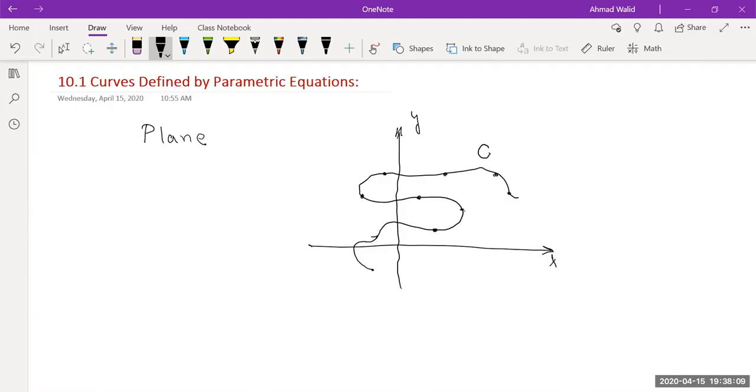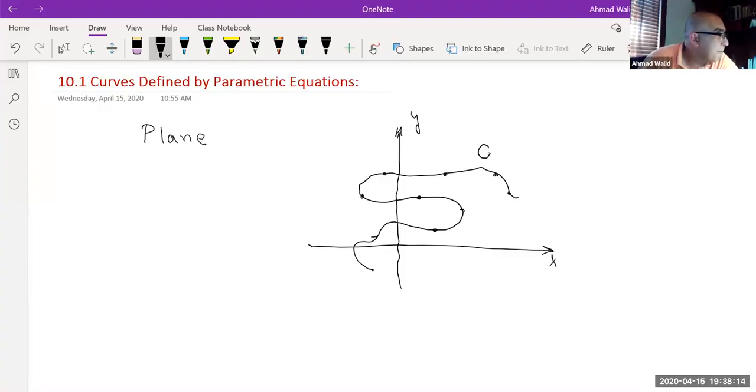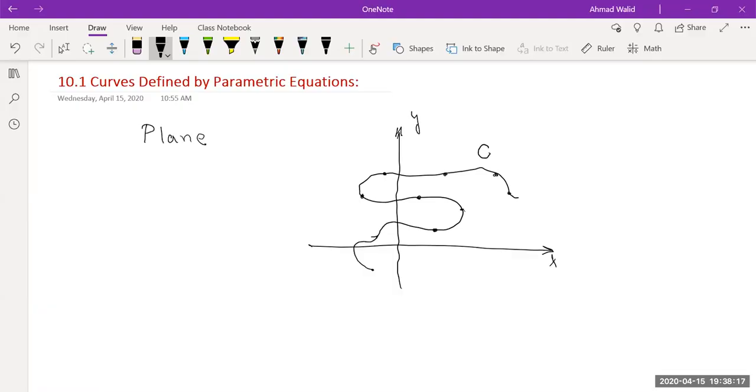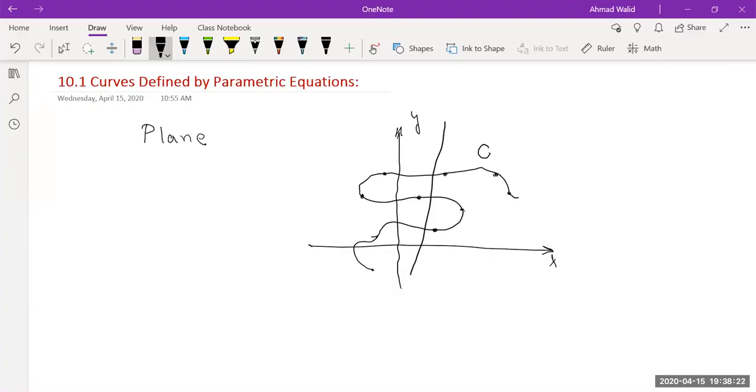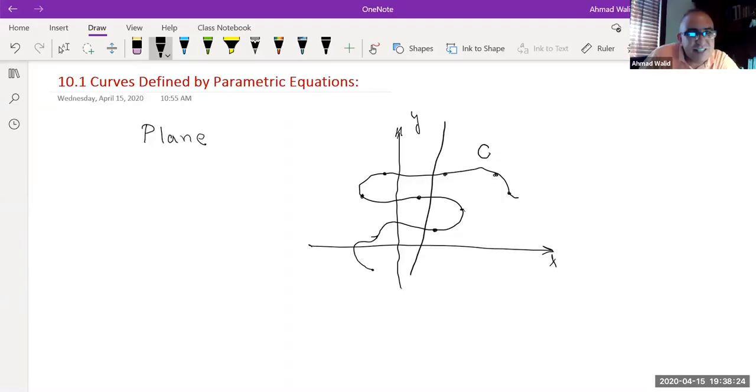Do a vertical line test. Is this a function? It's not continuous. If you do a vertical line test like this, is this now a function? No. You see, it's not even a function. How to explain these curves, or how to even sketch them, how to write an equation for them? We are talking right now about plane curves. The first thing that you want to learn is what is a plane curve.